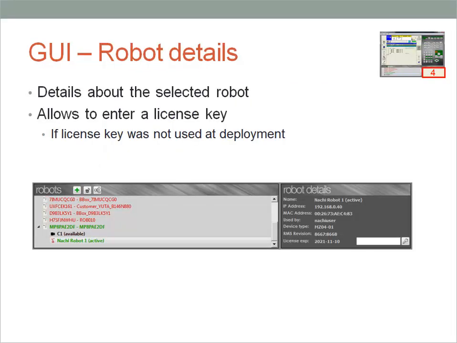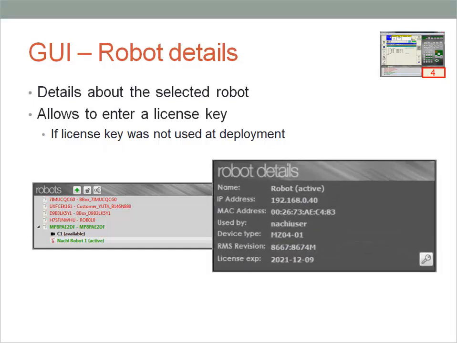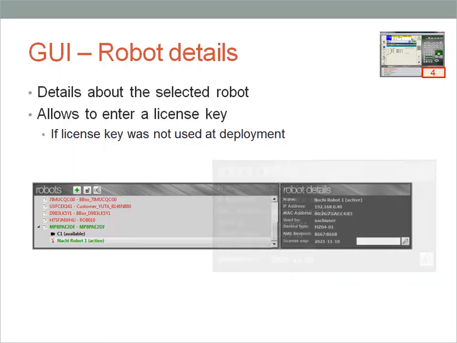And finally, on the lower right corner you can see the robot details panel, which includes different kind of information about the selected robot. For example, IP address, MAC address, the username of the person who is actually using the robot, the device type, what kind of robot is attached to this robot controller, the robot monitoring suite revision number, and the expiration of the license key. You can also use the field on the lower right side to enter a license key if you haven't done it at the deployment time.